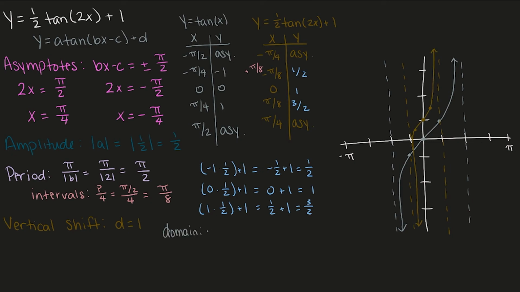Our domain for our parent function is x does not equal pi over 2 plus n pi, and our range is negative infinity to infinity. For a transformed function, our domain is x is not equal to pi over 4 plus n pi over 2, our asymptote and our period, and our range is equal to negative infinity to infinity.